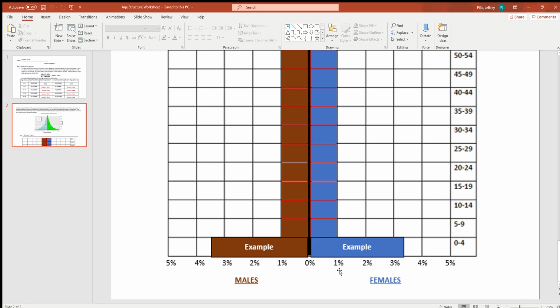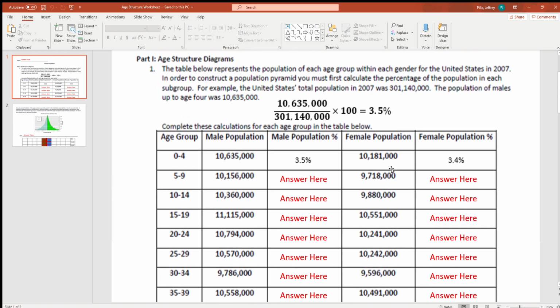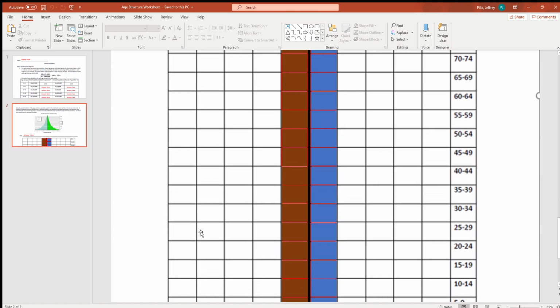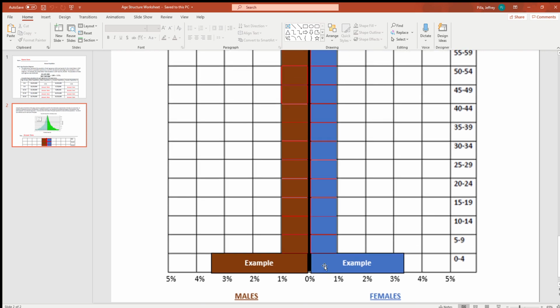Okay, I also did the female side for you. Now notice the female side goes from the center to the right. And we're going to do the same exact thing we did before. We're going to look at our female population percentage for the age group of 0 to 4. And we have 3.4%. So in our graph, this bar should extend out to about 3.4%, which, looking at it, it does. Again, I have no idea if that's exactly 3.4%, but it's close enough. So that's what your bars should look like.